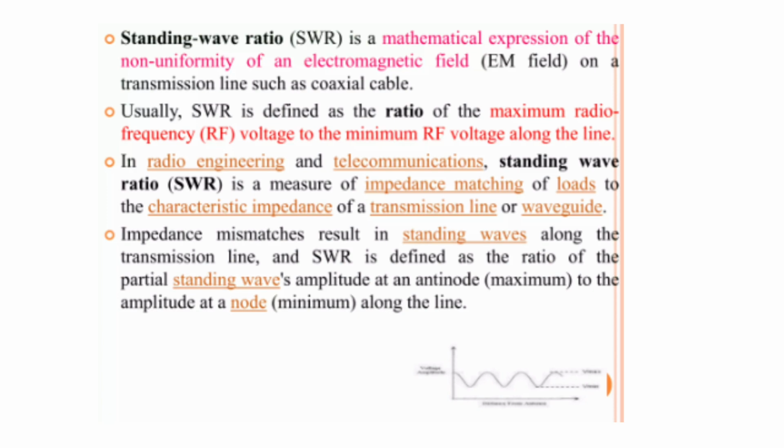Initially we will discuss what is voltage standing wave ratio and standing wave ratio. The standing wave ratio is a mathematical expression of the non-uniformity of an electromagnetic field on a transmission line such as coaxial cable. Usually, this SWR is defined as the ratio of the maximum radio frequency voltage to the minimum RF voltage along the line. In radio engineering and telecommunications, standing wave ratio is a measure of impedance matching of loads to the characteristic impedance of a transmission line or waveguide.